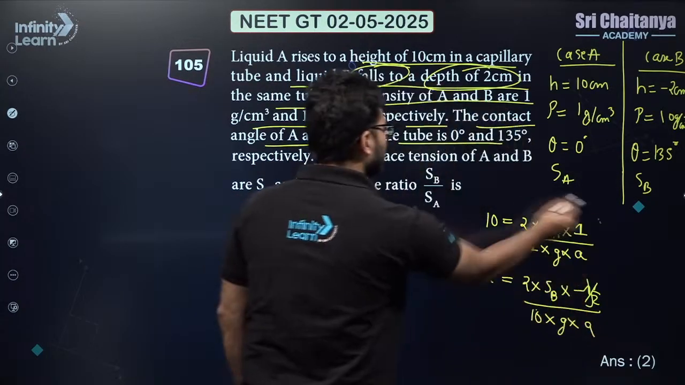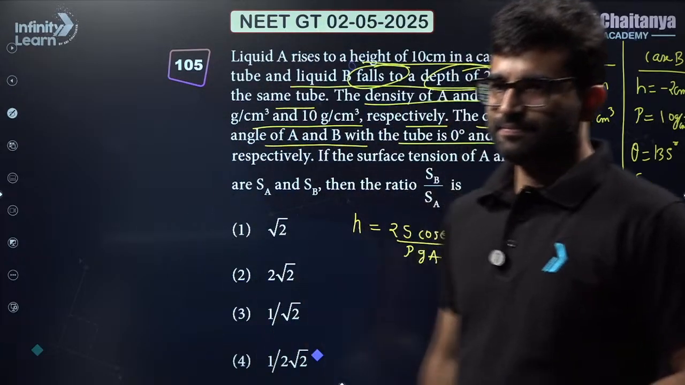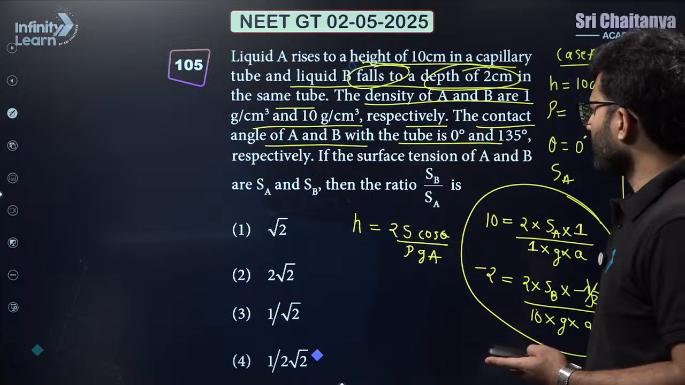Now you have to just take the ratio of both of these equations, right? And you will get the value of SB by SA. Is that very, very clear? Next.